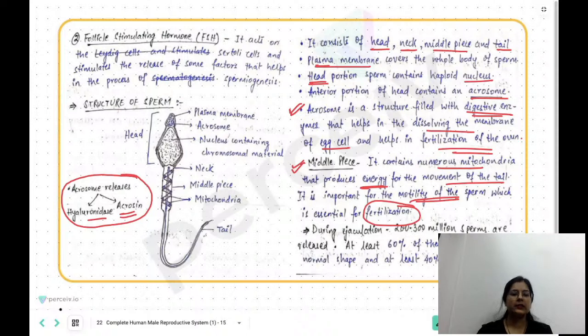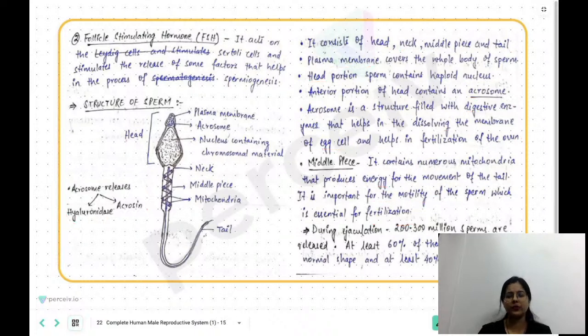Now the next important thing to note is that whenever ejaculation happens, for a normal process of ejaculation, a total of around 200 to 300 million sperms are released in one ejaculation, and at least 60% of them, this is a given fact, out of all these 200 to 300 million sperms, should have normal shape.